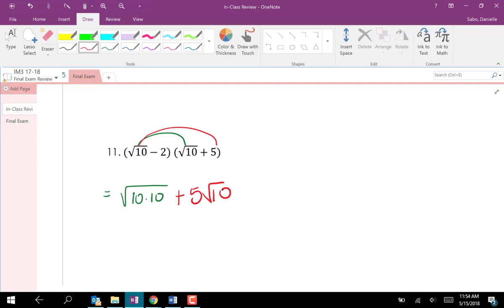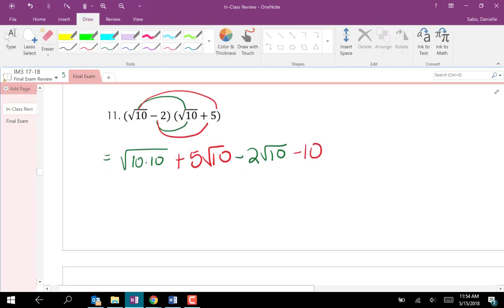It's like having a variable. It's like if this was x, your answer would be 5x. But here we just have a radical. You're treating it like a variable. Here I would have negative 2 square root 10. And then here I would have, what's negative 2 times 5? Very good. Okay, so here's where we are.